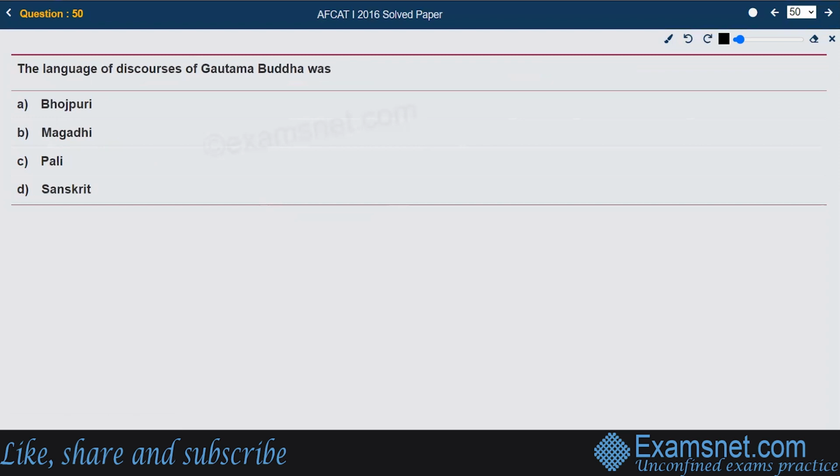50. The language of discourses of Gautam Buddha was. The right answer is Pali. That is one of the ancient languages of India. So that is going to be the right answer. The language called Pali was the language of the discourses of Gautam Buddha.